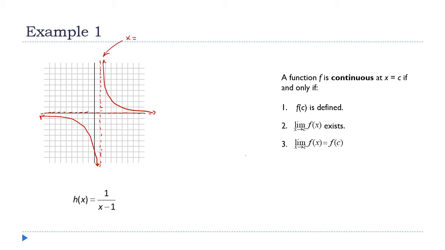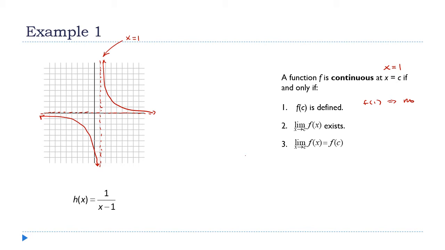And to see why, refer back to our three criteria. Here c is equal to 1, since I'm talking about where x equals 1. Look at the first criterion: is f of c, is f of 1, defined? Well, no, it isn't. The function is undefined at x equals 1, and that's enough. Therefore, the function is discontinuous there.